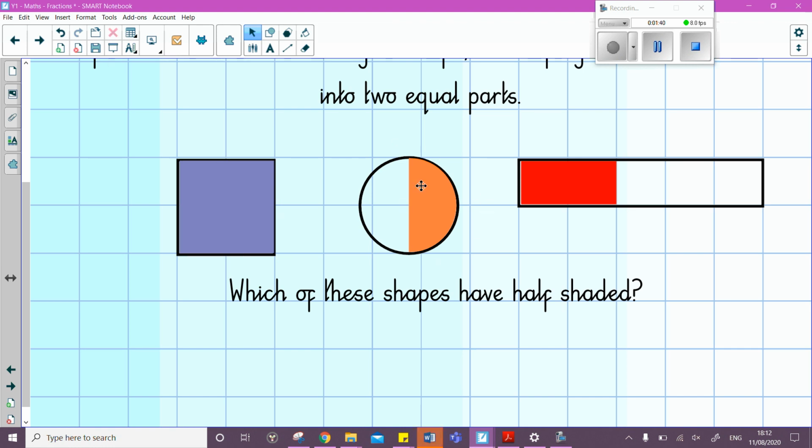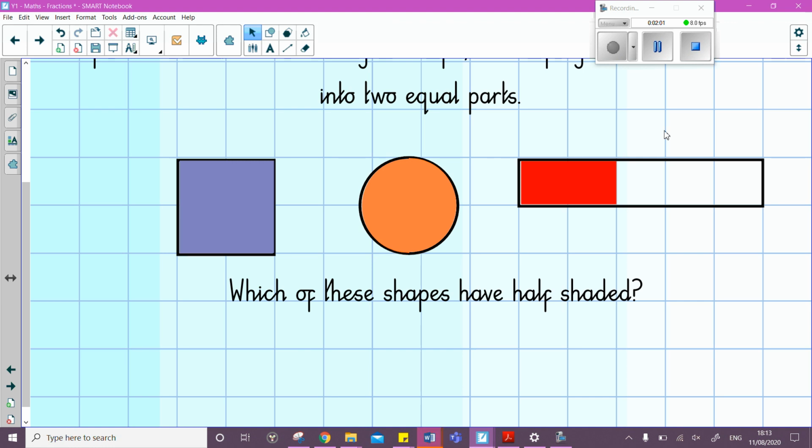This circle, we can see that I have halved the circle exactly down the middle. And if I had two halves again, let's see if I can flip this. If I had two halves, two of my halves make a whole.